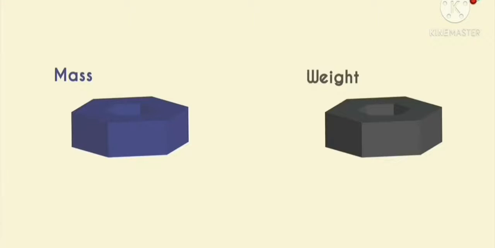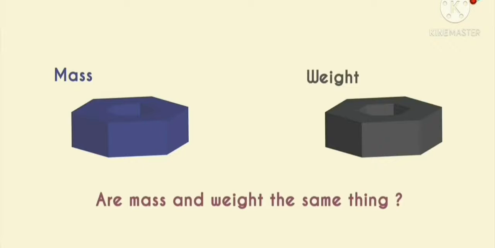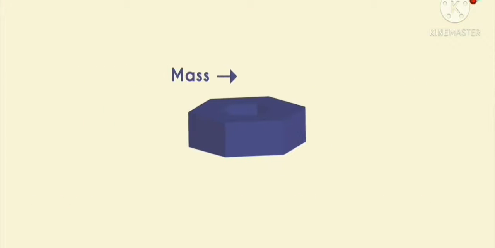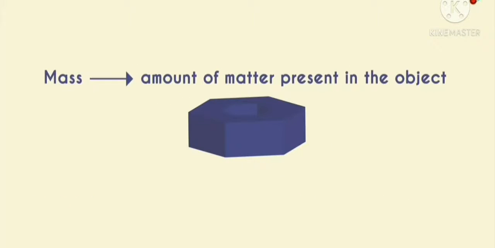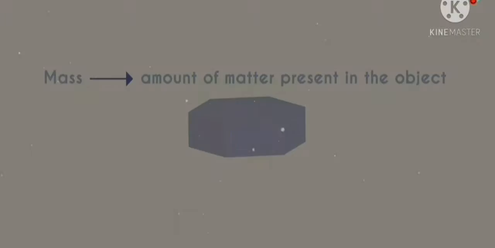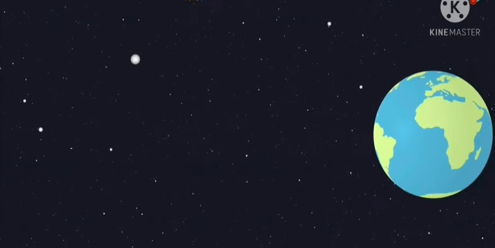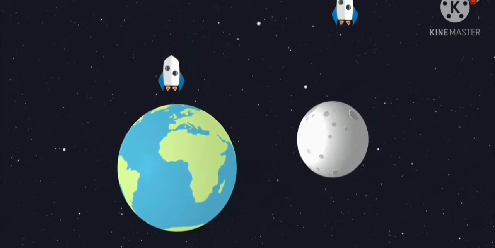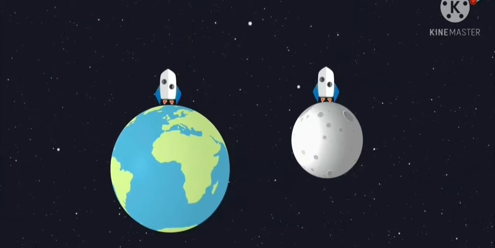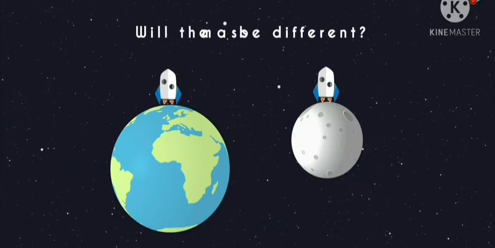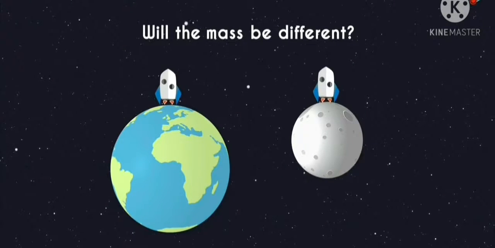Most of us think that mass and weight are pretty much the same thing. Are they? No, they're not. There's a very simple way to understand the difference. Mass is simply the amount of matter that's present in the object. Now consider two situations. One in which an object is on the earth and second in which the same object is on the moon. Will the mass of the object be different in these cases?